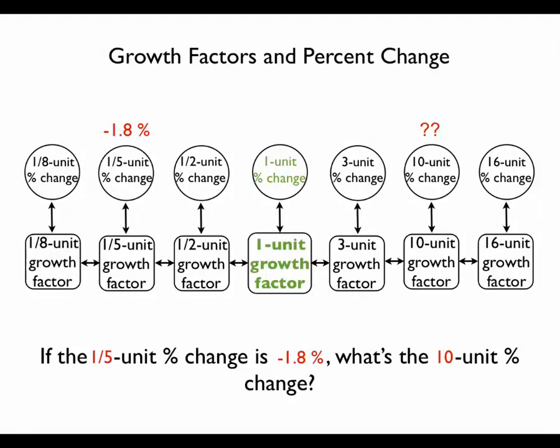Okay, so now let's do decay. Decay is a little harder, right? So with decay, there's more to it. If the 1/2 unit percent change is negative 1.8%, so we're decaying by 1.8% per 1/5 unit, find the 10 unit percent change. It's a little harder, but we should be able to do it.